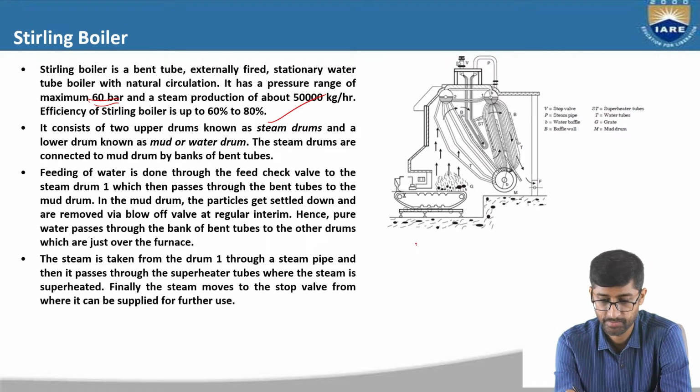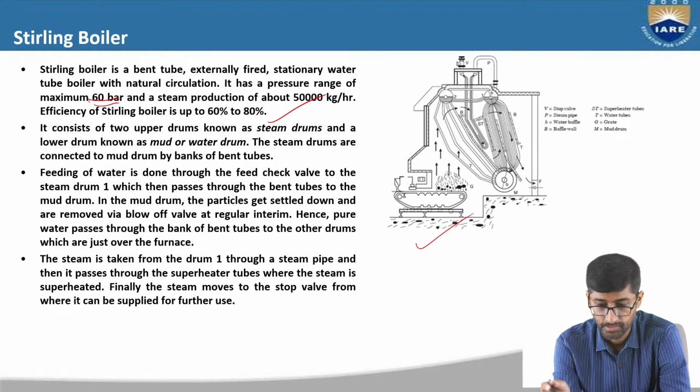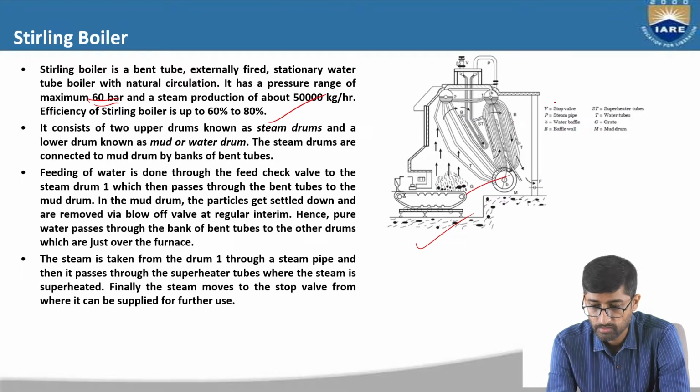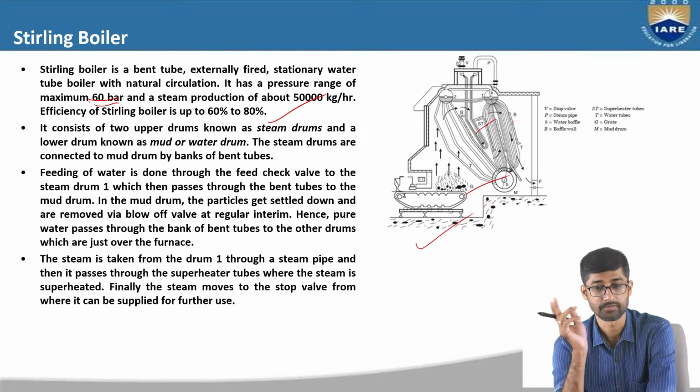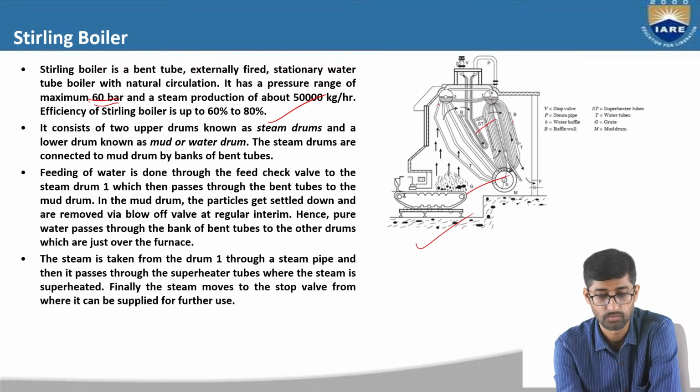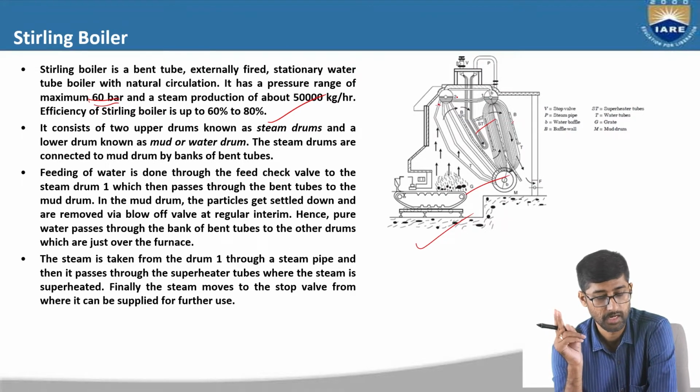If you see this boiler, this is a schematic diagram of the boiler, right? This is a furnace, right? And this is a stop valve. This is a grate. This is called a baffle valve. This is the superheater tubes. It consists of two upper drums. If you see, there are two upper drums, and both are called steam drums. And a lower drum is there, called the water drum. The steam drums are connected to the mud drum or water drum through these bent tubes.